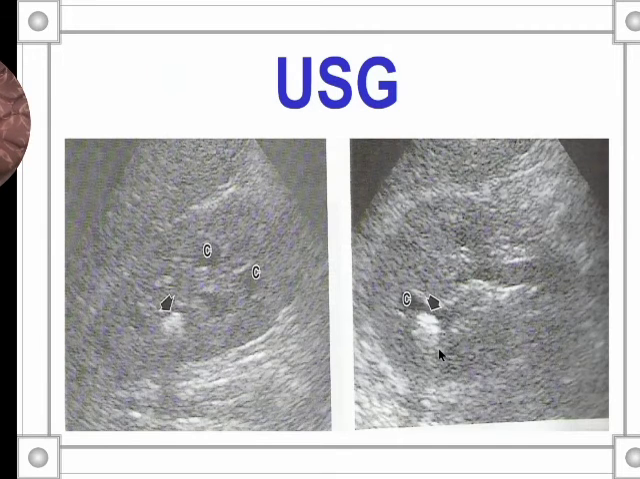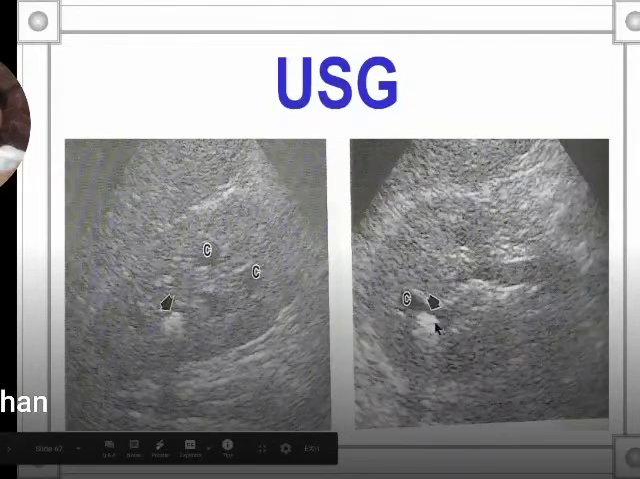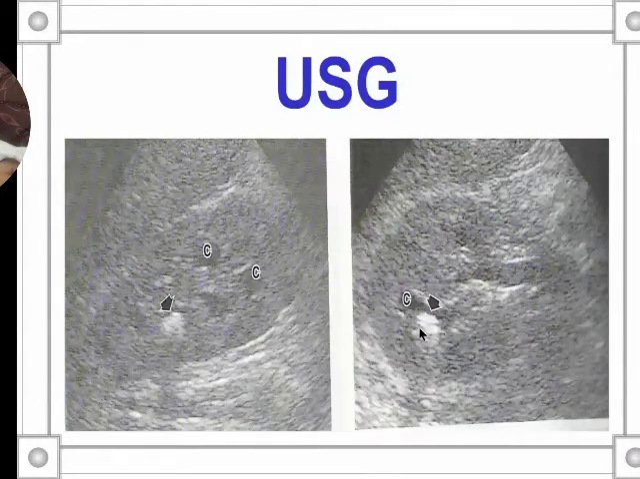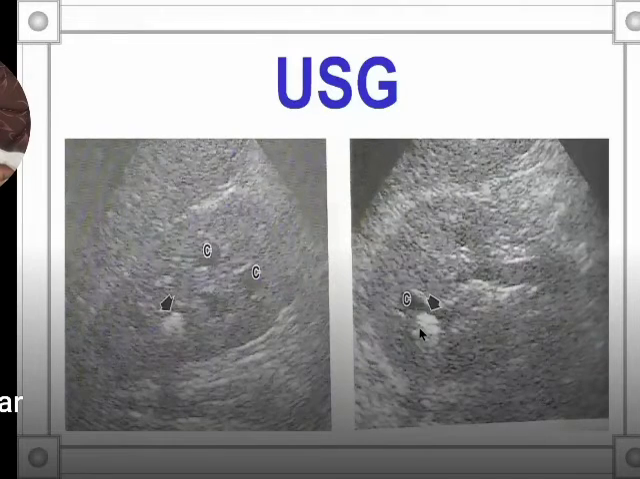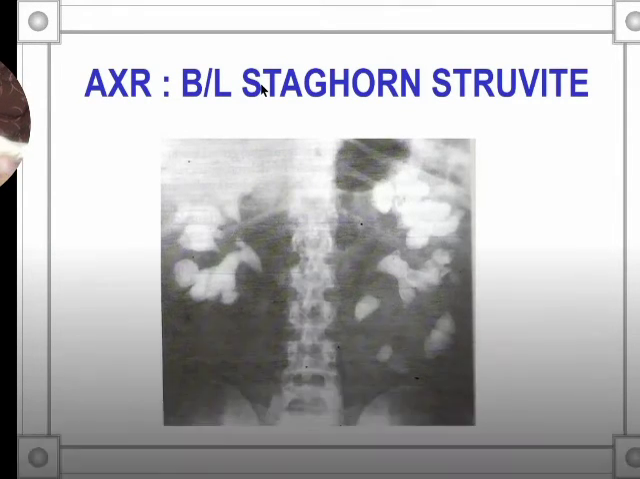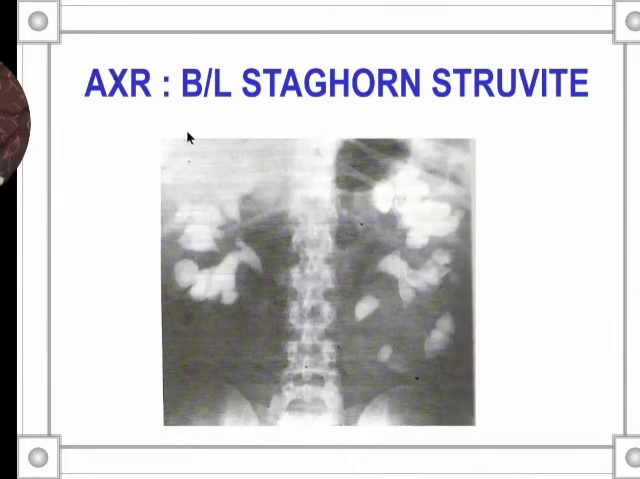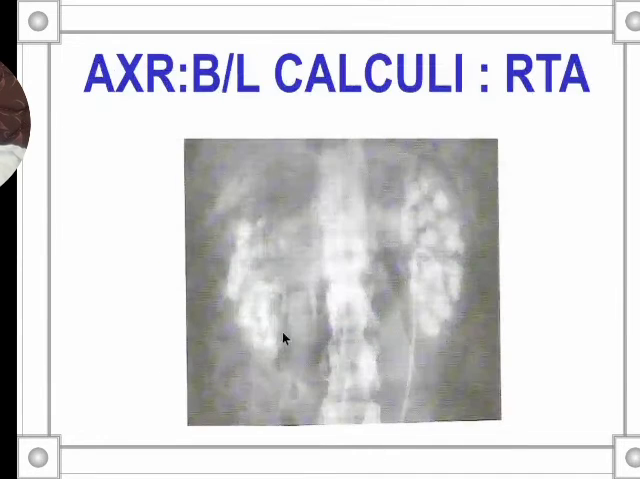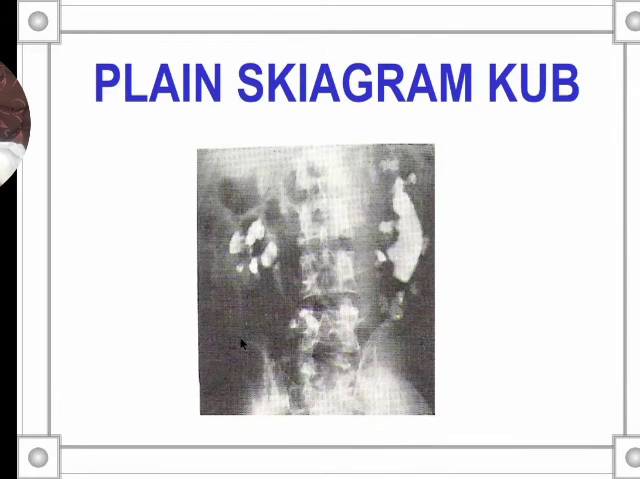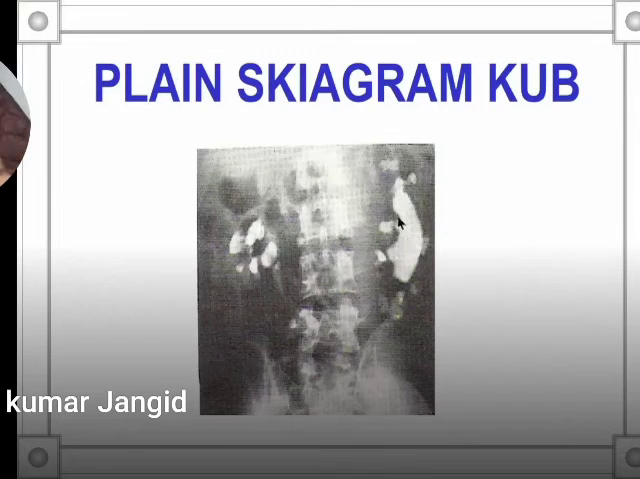This is how these calculi look on ultrasound. I showed you this when I was talking about various investigations in urinary tract disease, so I will not go into much detail. These are different plain X-rays. Plain X-ray, bilateral staghorn stones. Plain X-ray, there is no intravenous urogram, bilateral multiple stones. There is also renal tubular acidosis, with multiple calcifications in bilateral kidneys. This is also a plain X-ray, malrotated kidney.